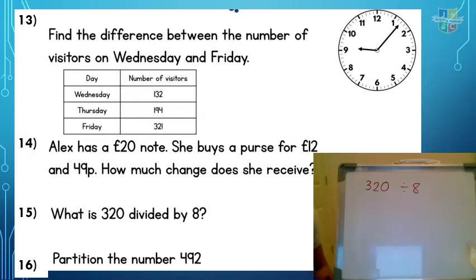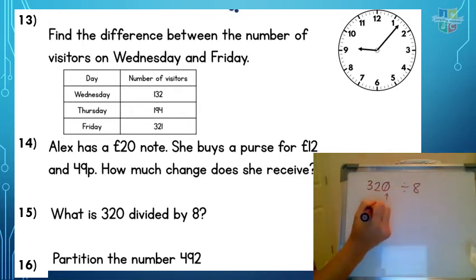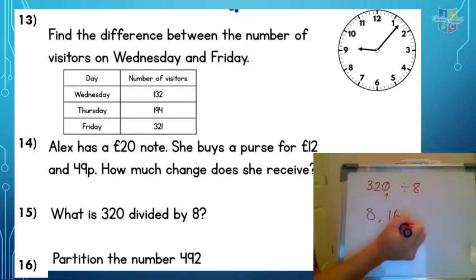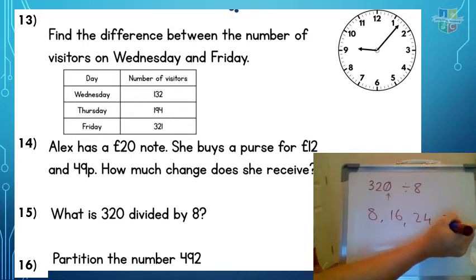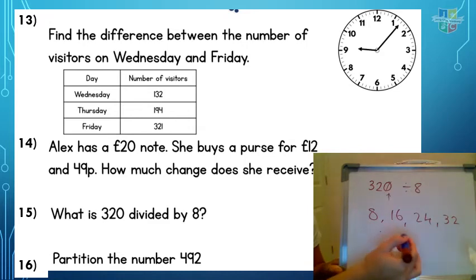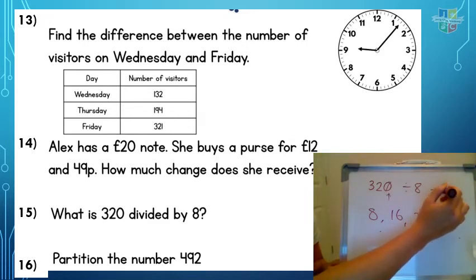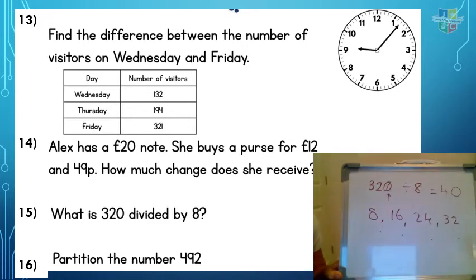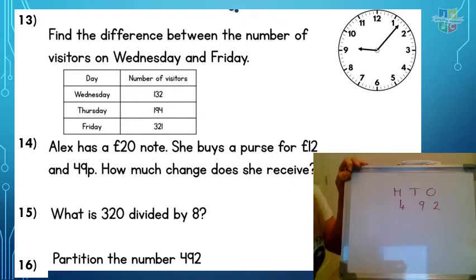320 divided by 8, straight away I can see that it's got a 0, so if I take off my 0, I now know 32 divided by 8, it is in my 8 times table, so if I do my 8s, 8, 16, 24, 32, I know I've got 1, 2, 3, 4 lots, and I need to put my 0 back on, so your answer is 40.